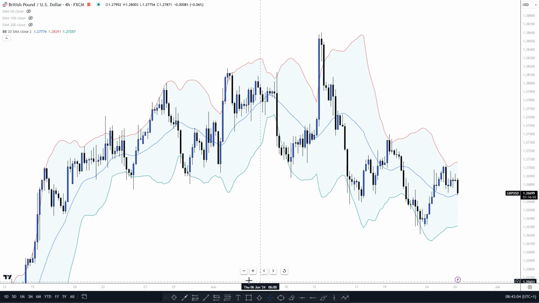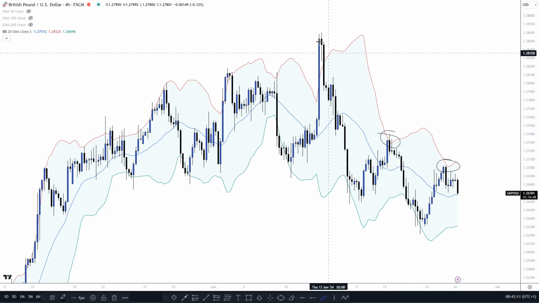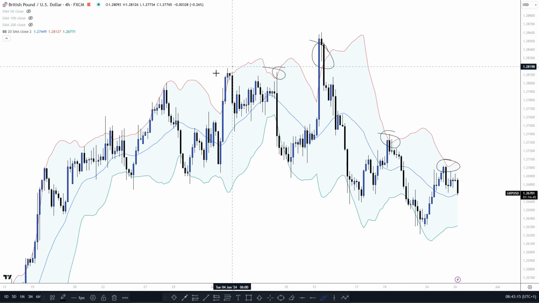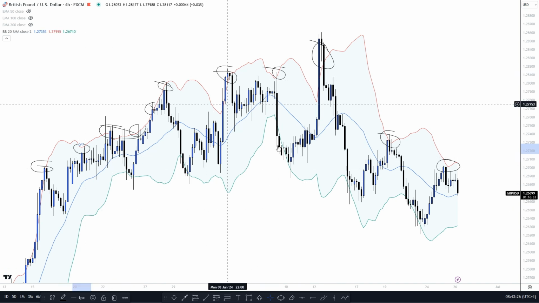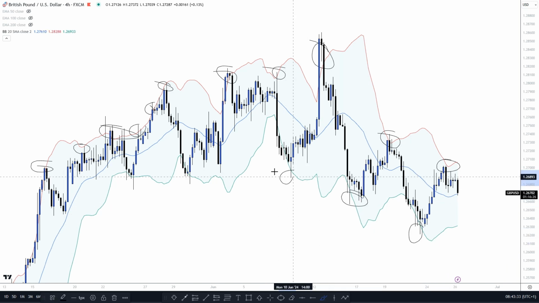So what do we notice about the top band? Well, if we go backwards, a lot of the time, every time price hits the top band, we get some form of reaction to the downside. Now, it's not always going to be a huge reaction, but you can see that price usually respects that upper band. If we look at the lower band, what do we see? Exactly the same. Price tends to move to the bottom of the band, and then we usually get a reaction.